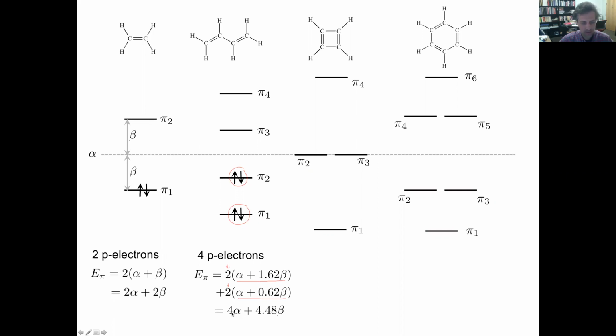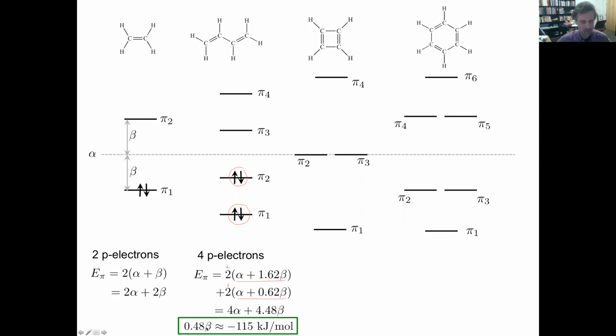That's not exactly what I find here. I find 4 times alpha plus 4.48 beta, not 4, but 4.48. So I have an extra energy of a total of 0.48 beta because these two pi bonds are not independent. In fact, they are conjugated. So this is a so-called conjugation stabilization energy. There's an extra energy here in this butadiene molecule because of pi conjugation, okay?